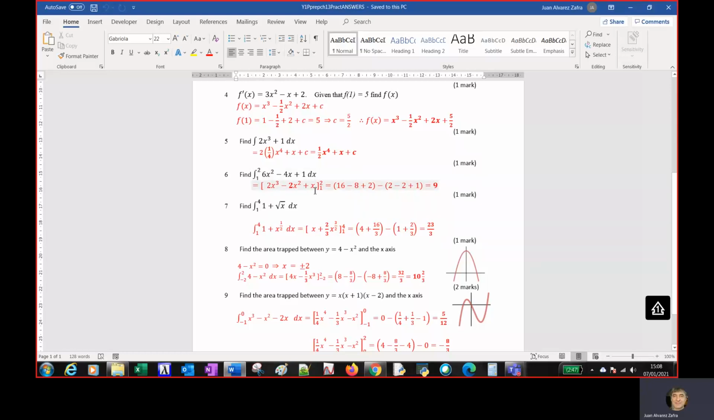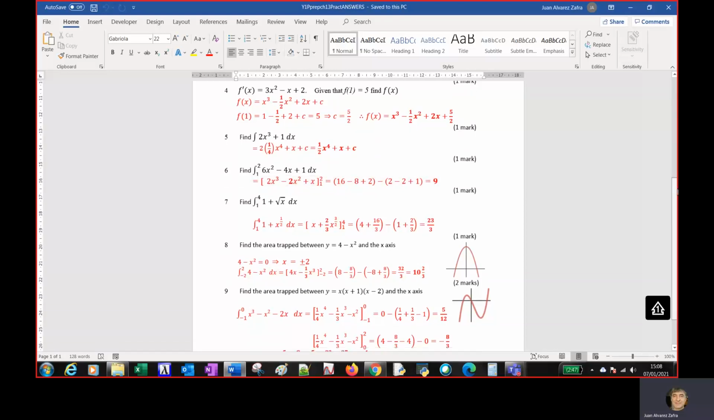Please use square brackets immediately after integration, and then please show the substitution of the top limit, the substitution of the bottom limit, and the subtraction between both. You will get a method mark for that in an exam, and if you just have the final answer without all that method, you risk losing that.